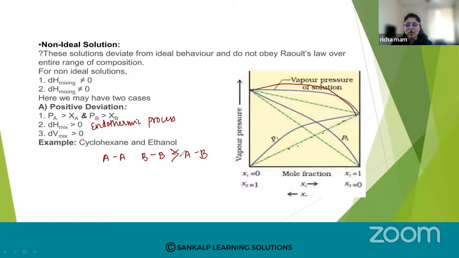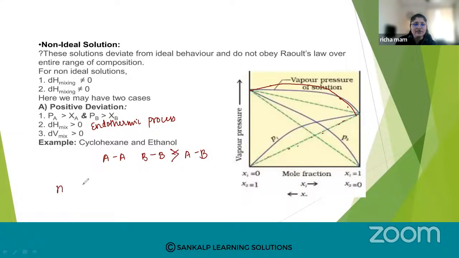So what will the molecules do? The tendency of the molecules to go from the solution into the vapor phase increases, and thus it results in a positive deviation. So the molecules present in the solution have the tendency to convert into vapors, and thus they form a positive deviation. So what are the examples?